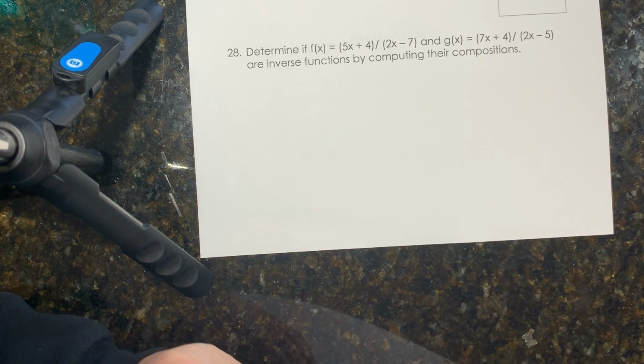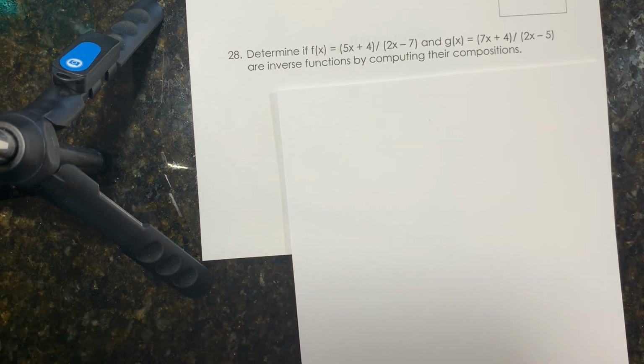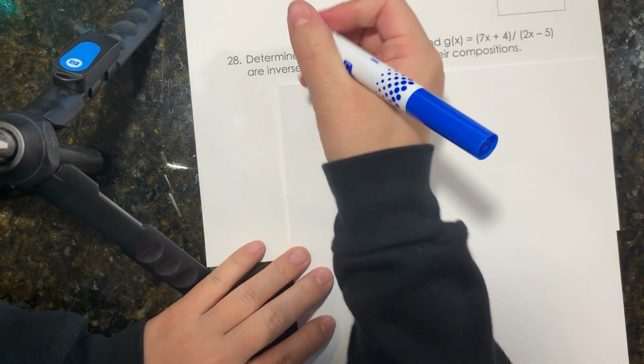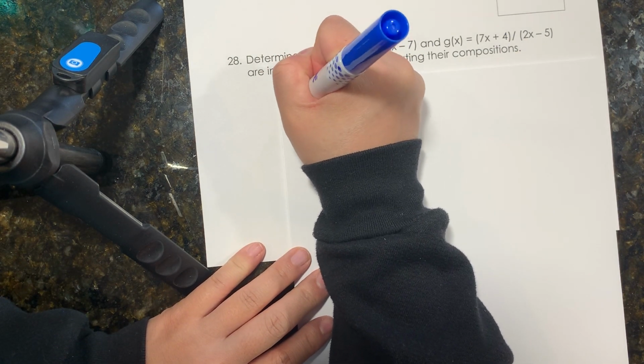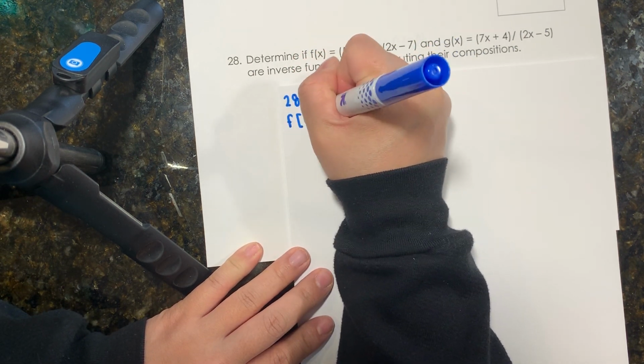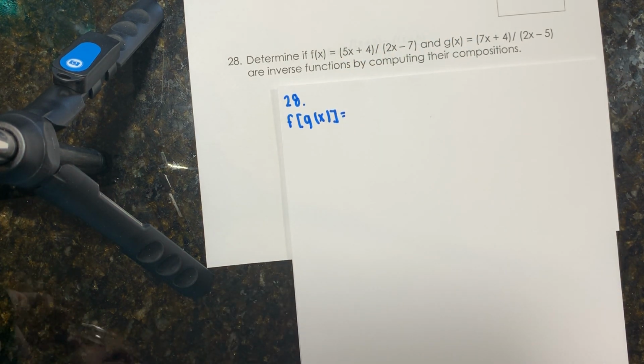Moving on to number 28. Number 28, we are trying to determine if these are inverse functions by computing their composition. So I'm starting with f of x equal to 5x plus 4 over 2x minus 7. And then g of x is 7x plus 4 over 2x minus 5. So I'm going to start on number 28 by computing f composite g of x. Now remember that both composites have to be equal to x in order for them to be inverse functions.